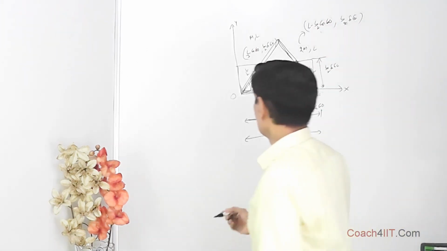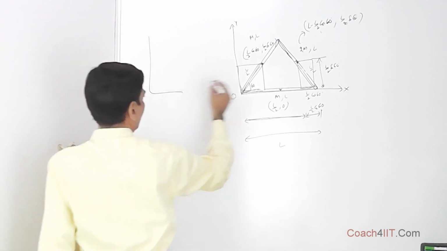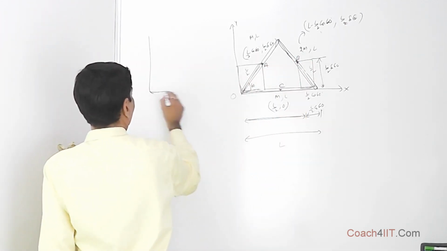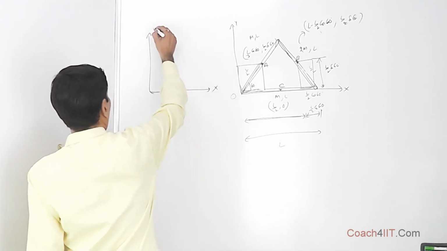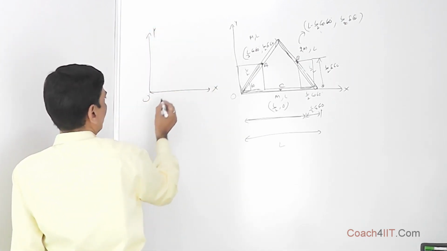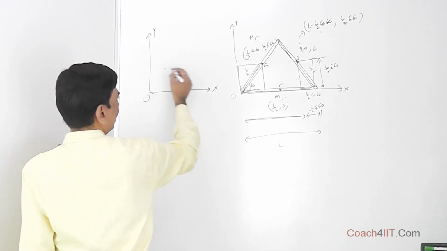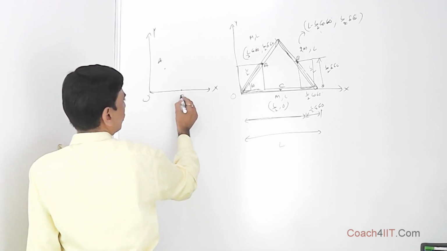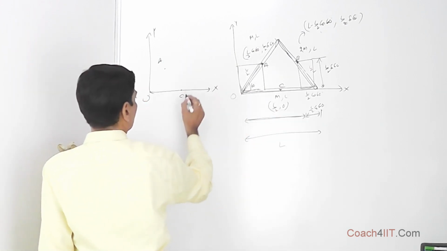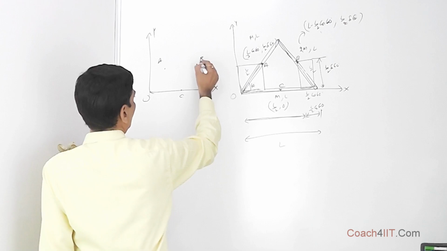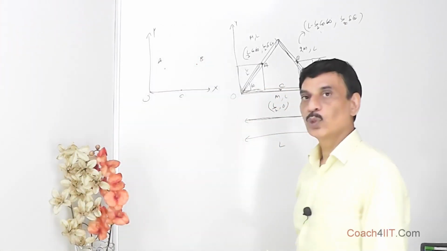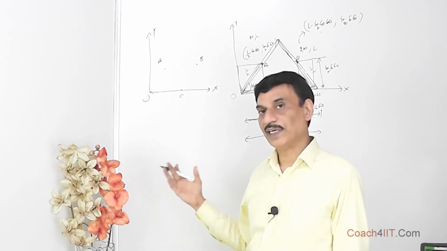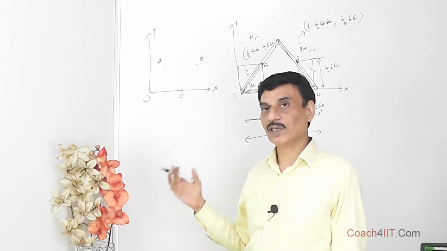The rest is now simple. If we call this point A, this point B, this point C, with this as x-axis, this as y-axis, and this as origin, we have A over here with these coordinates, C over here with the coordinates L by 2, 0, and B over here with these coordinates. So this is a 3-point mass system, and we know how to find the center of mass or center of gravity of this system.